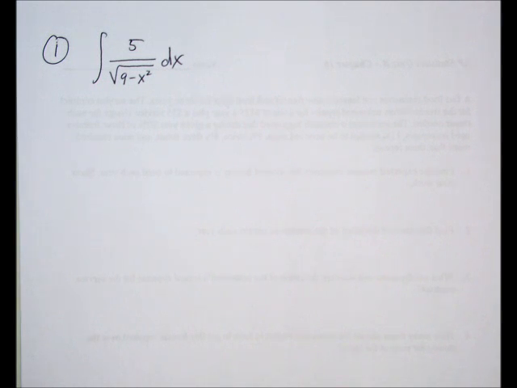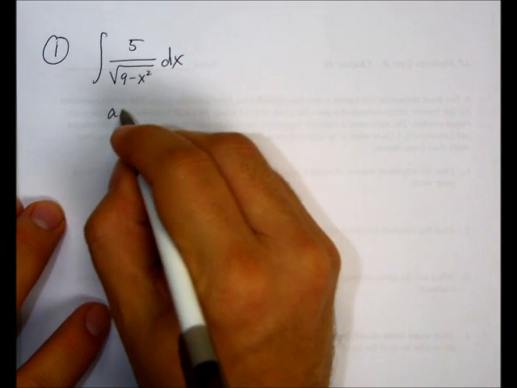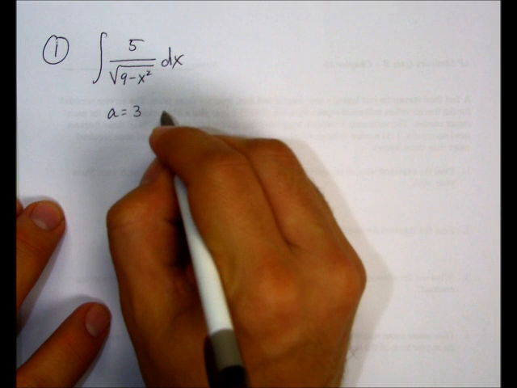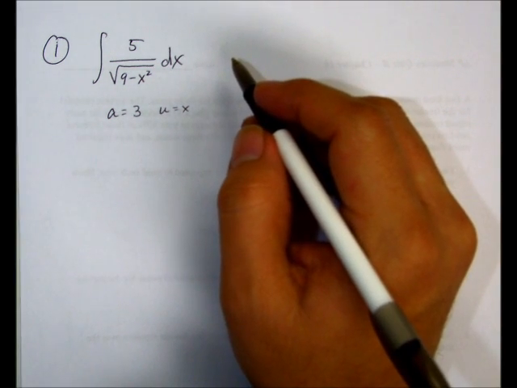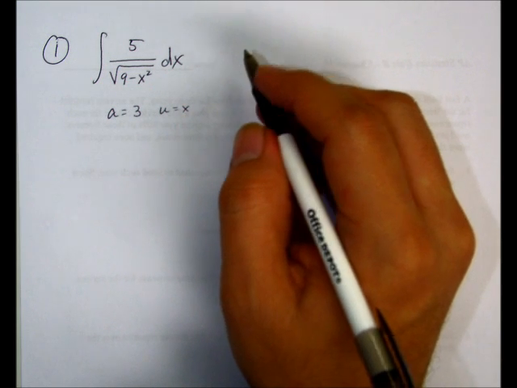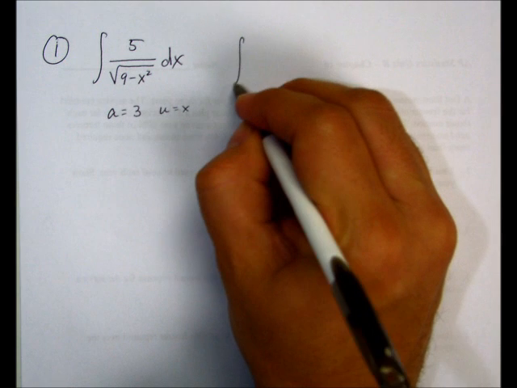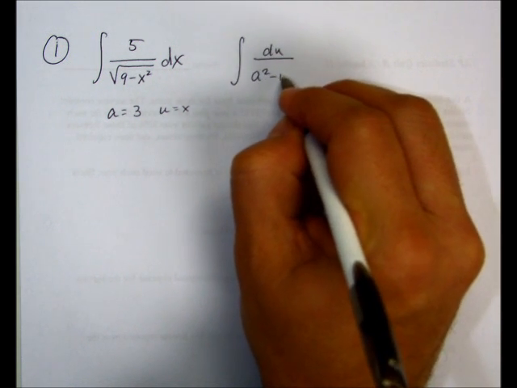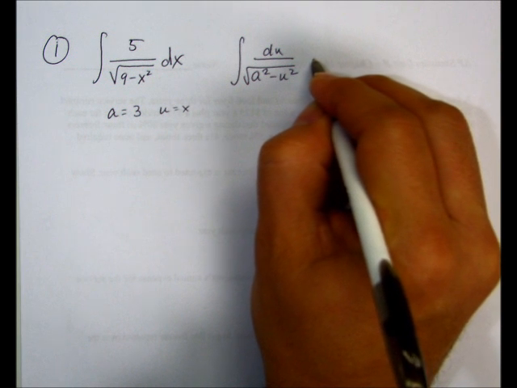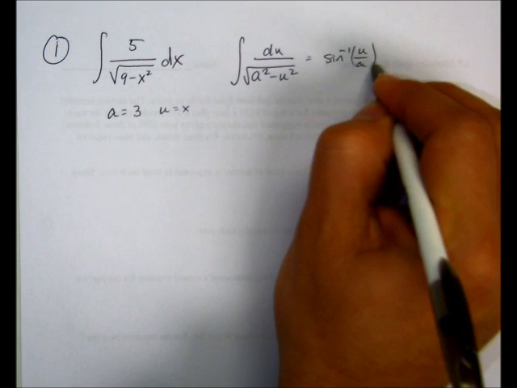All right, so this is number 1 in 5.7. If you look at this, you can label a as 3 and u as x, and this is going to be the inverse sine. I'm sorry, the inverse sine, that's right. The inverse sine I went over was du over the square root of a squared minus u squared, and that's the inverse sine of u over a plus c.